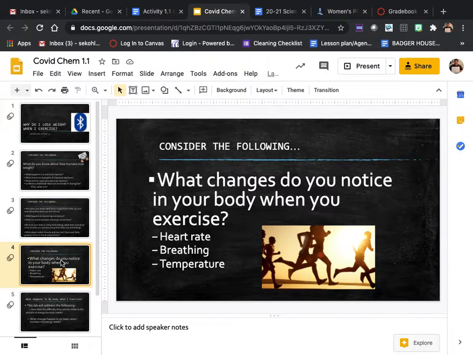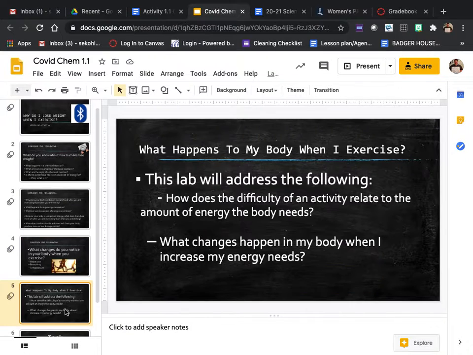All right, so for this lab, we're going to talk about what changes you notice in your body when you do exercise. What we're going to be focusing on is your heart rate, your breathing rate, and the temperature of your skin. So let's talk about what happens to your body when you do exercise.